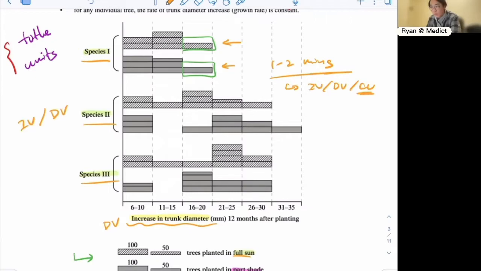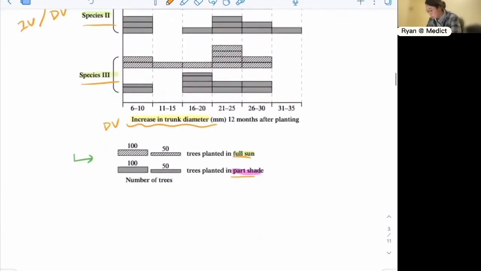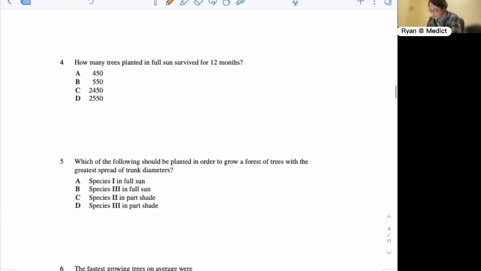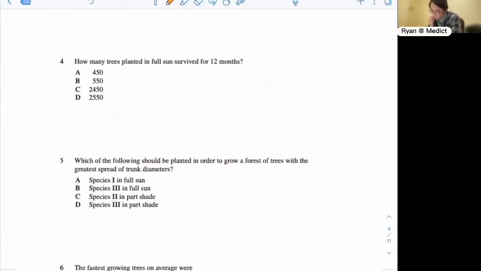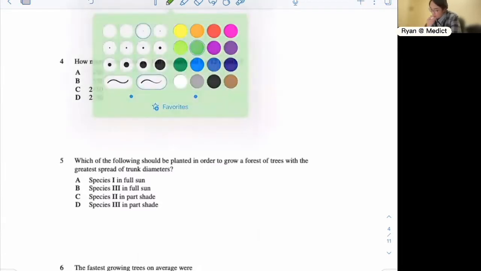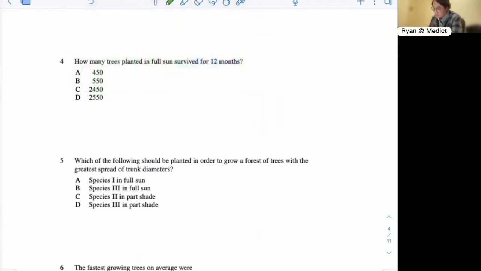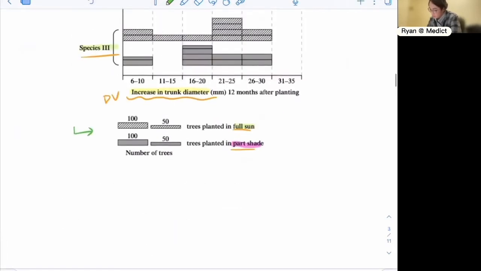Okay, so now we made sense of the graph. How about we just look at the questions? Question 4 over here asks how many trees planted in full sun survived for 12 months. All right, so how many? The first thing we got to think about is the condition, right? The condition tells us it's in full sun. So in full sun, we can refer to these ones, the stripes over here, right?